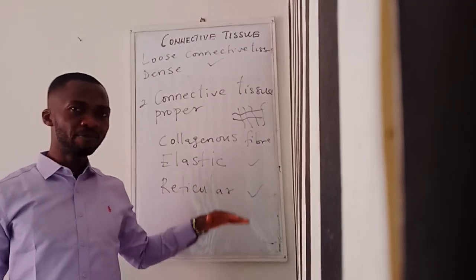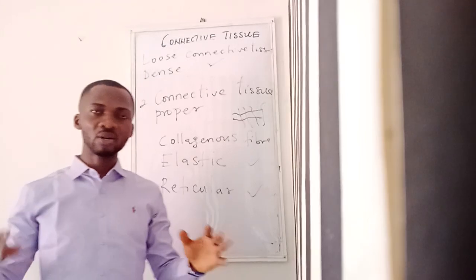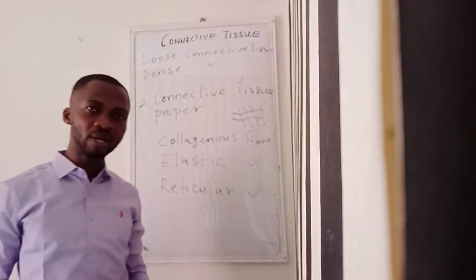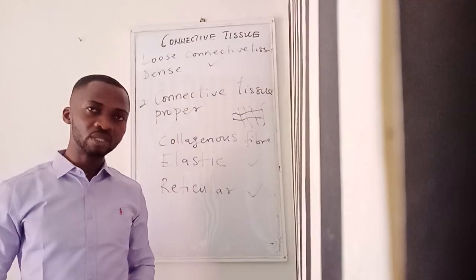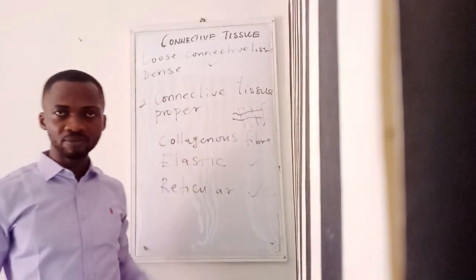Then the reticular fiber provides a framework that connects different tissues and organs together. So these are the three different types of fibers that are found within the loose connective tissue.